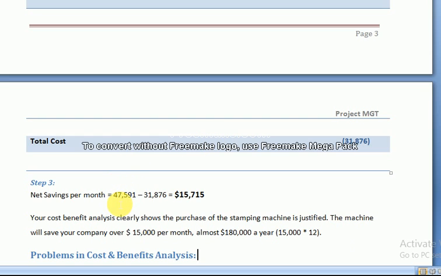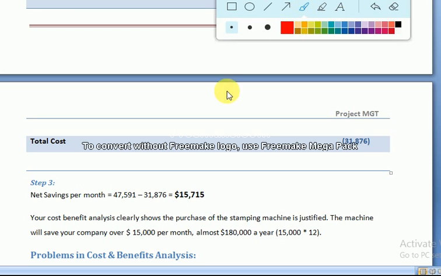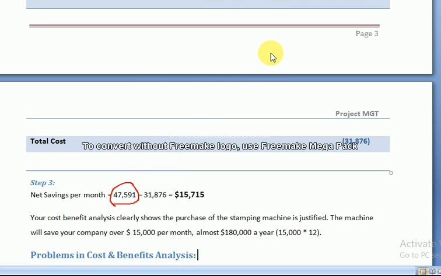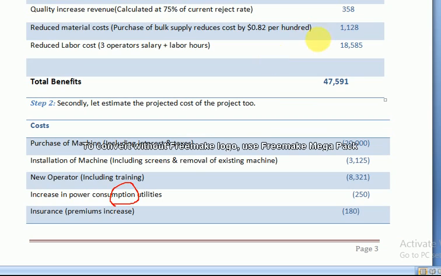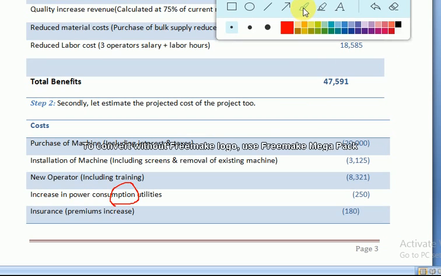Total this 47,500, and if you look at this 47,591, these are the benefits. From where do these benefits come? If we make the calculation here, look at this one, 47,000 here, these are the benefits, 47,500 which we already calculated, and 591. These are the benefits.